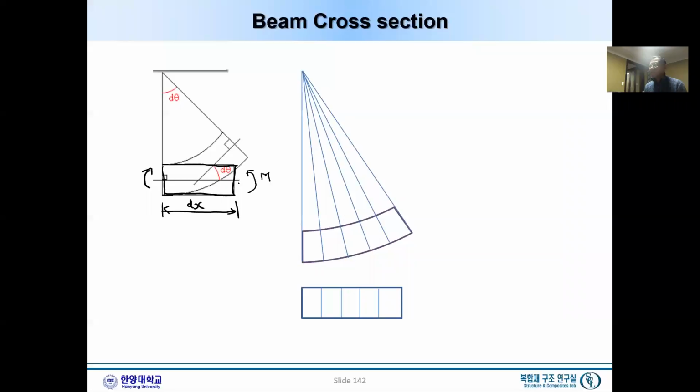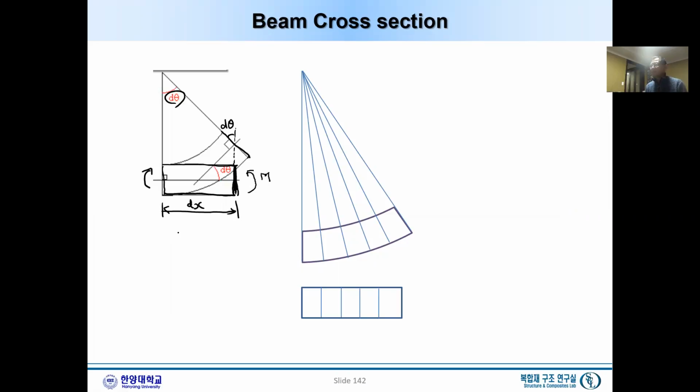And after we apply the M here, this straight beam will deform, especially these cross sections. This vertical plane will move, rotate here. So the rotational angle will be, as you can see here, d theta. If we draw here, that was the original vertical plane, and this is the amount of the angle rotation.